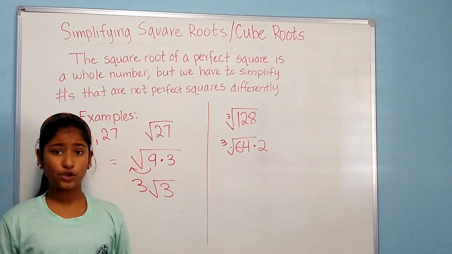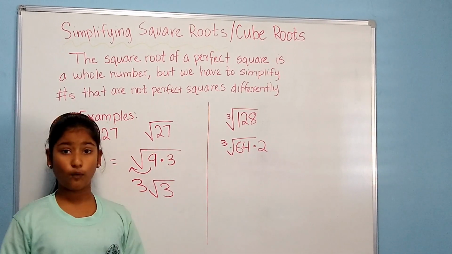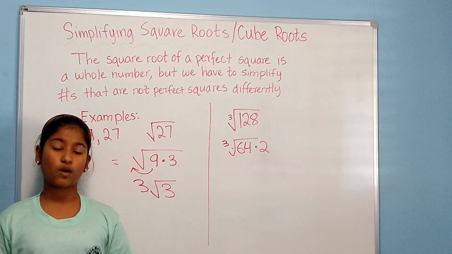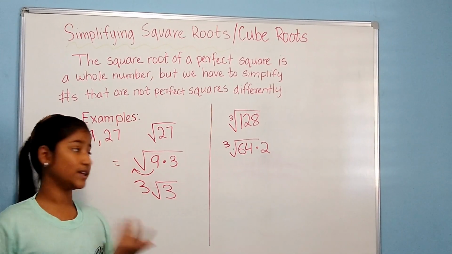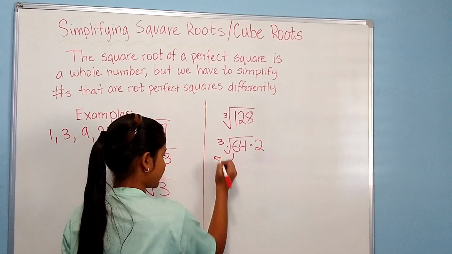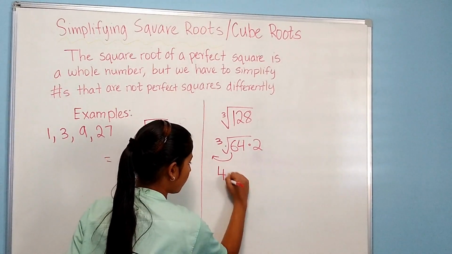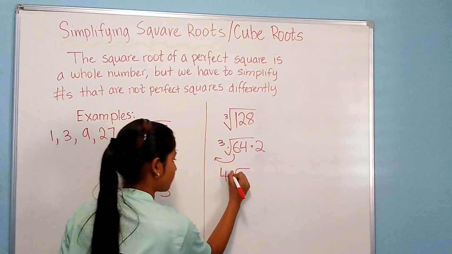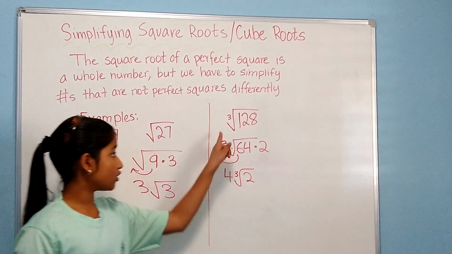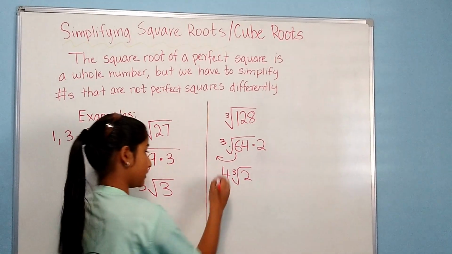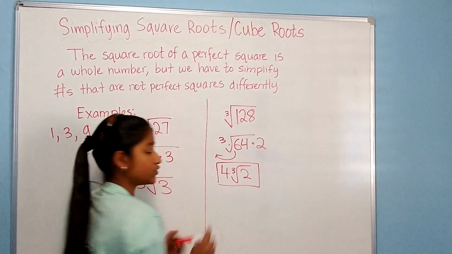Now, what is the cube root of 64? 4 times 4 times 4 is equal to 64. So the cube root of 64 is 4. So we can bring this out. So 4, and we leave the 3 right here. So it's 4 cube root of 2. So the cube root of 128 is going to be 4 cube root of 2.